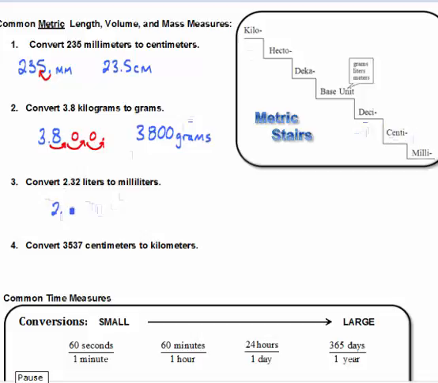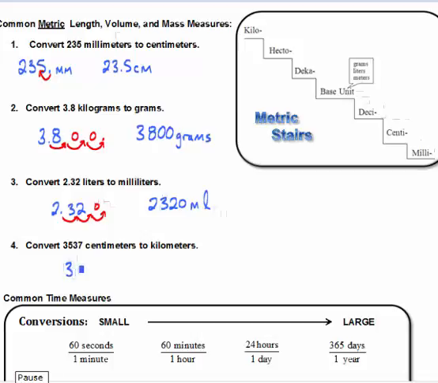It says 2.32 liters to milliliters. Alright, so again I'm starting with liters, which is this center step, and I'm going down to deci to centi to milli, so I'm going down 3 places. So in this case I'd move the decimal over 3 places. And again I fill in the zeros right there, so I could rewrite this as 2320 milliliters. So the stairs are a pretty easy way to use this. Let's try one more with the stairs, and then I'll go back and do it with the factor labeling.